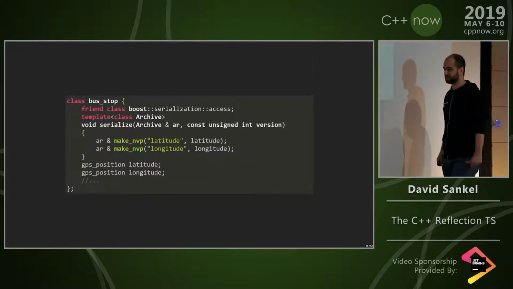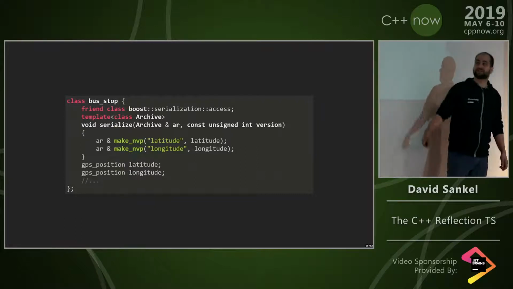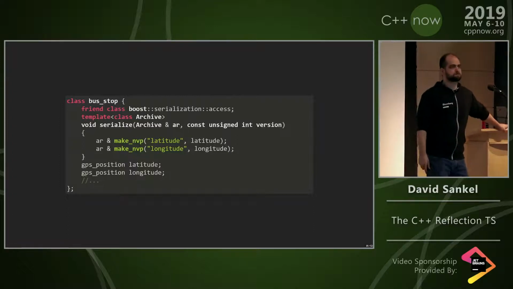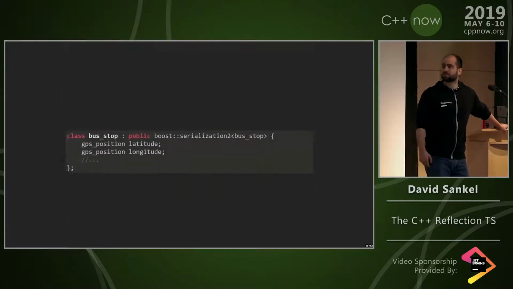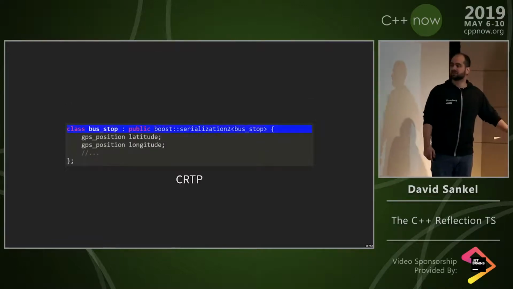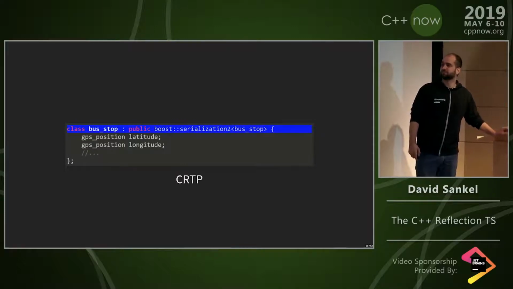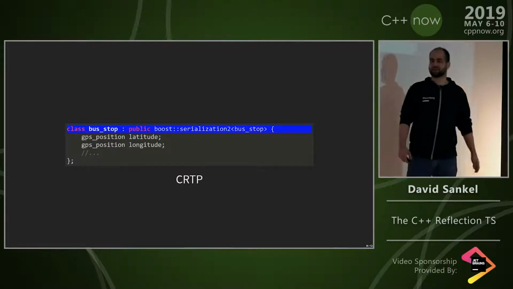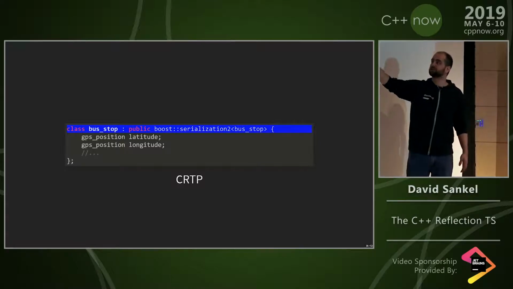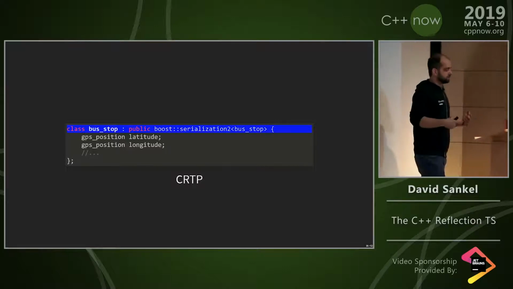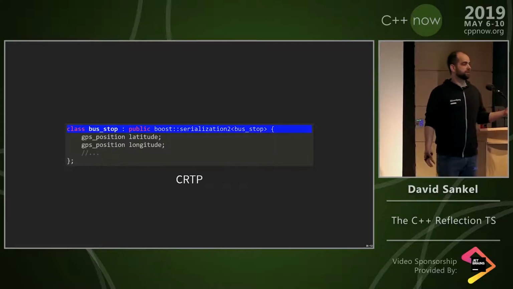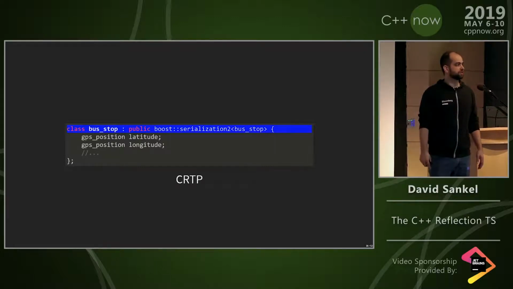Let's go back to the serialization example. So we know we have this serialize function here. What does this become? Well, you could use the curiously recurring template pattern, CRTP. And what this boost serialization class will do is look at its template argument, inspect it, and generate that function which opts into the serialization library.